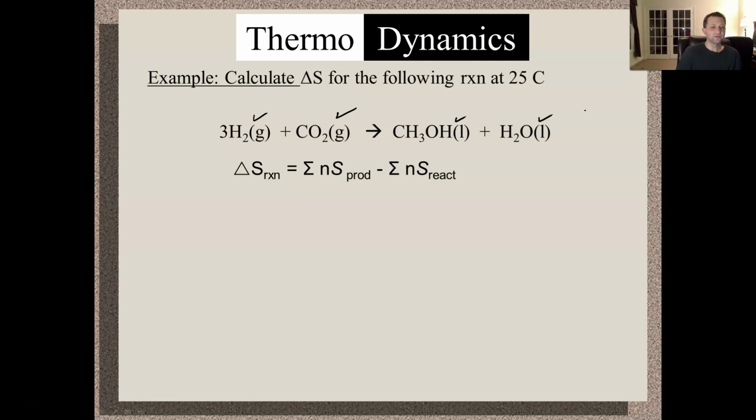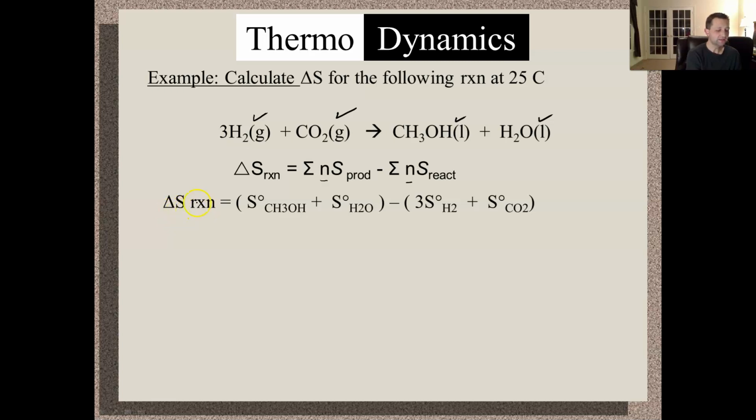So if this equation looks familiar, it's because it is. Except instead of delta S, we're used to seeing delta H. So your delta S of your reaction is the sum of the number of moles times the entropy of your products minus the sum of the number of moles times the entropy of your reactants. We can look all these up in the reference table at the end of your packet. But I have a lot of those up here already, so you can copy them down.